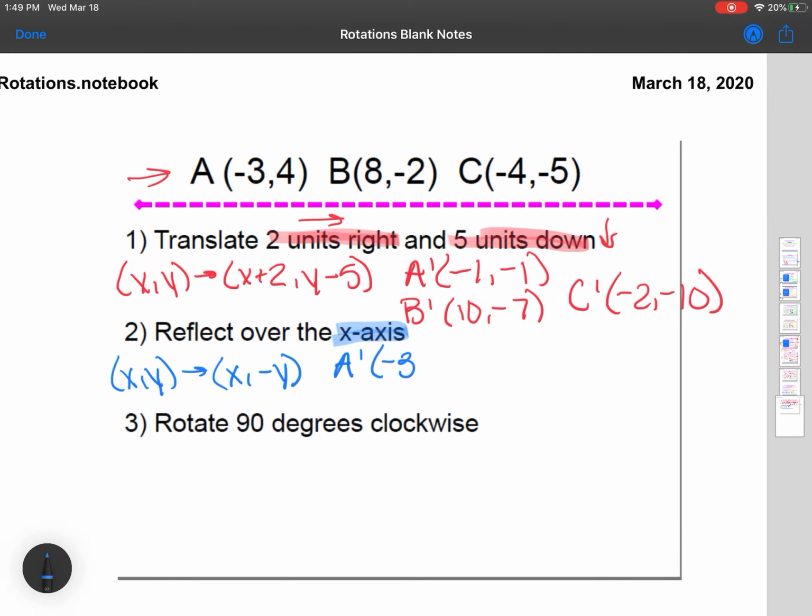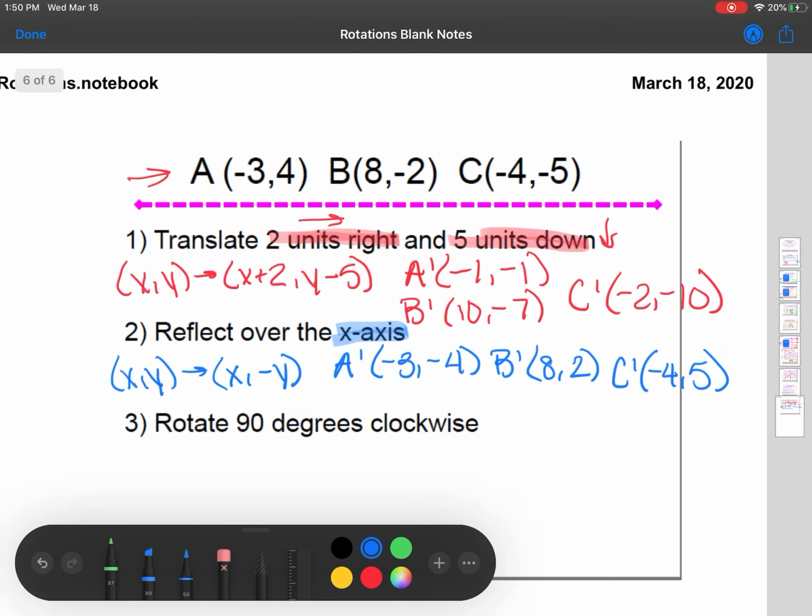So A prime is x stays the same. Negative of positive 4 is negative 4. B prime, x stays the same. Negative of negative 2 becomes positive 2. And C prime, x stays the same. Negative of negative 5 is positive 5. All right? Nice and easy. Don't overthink this stuff. All right?